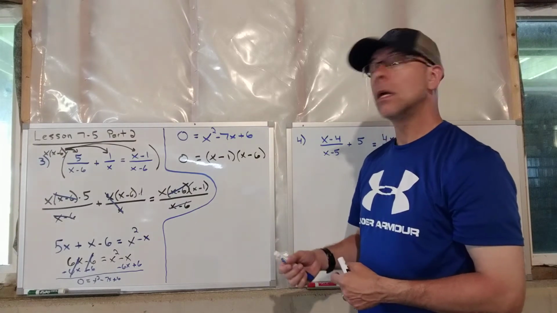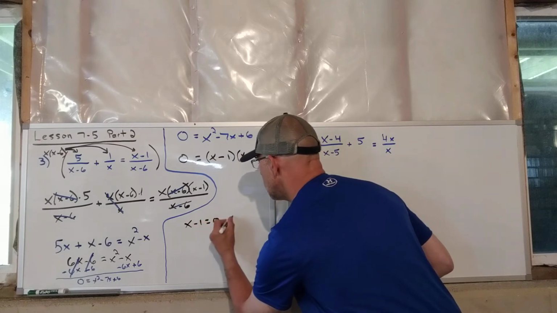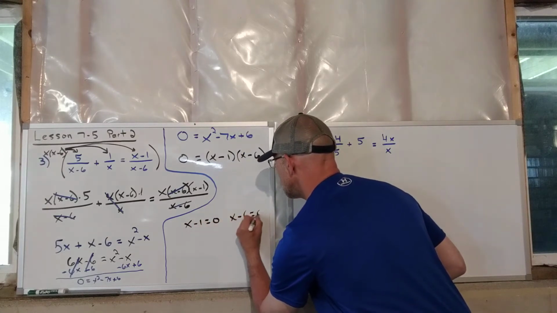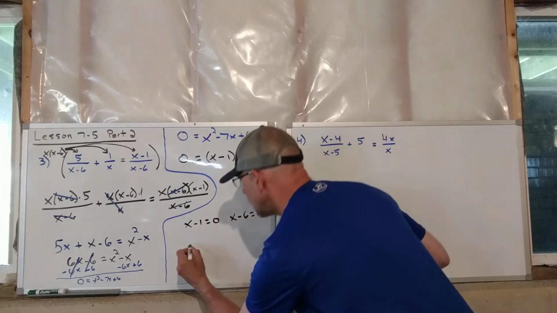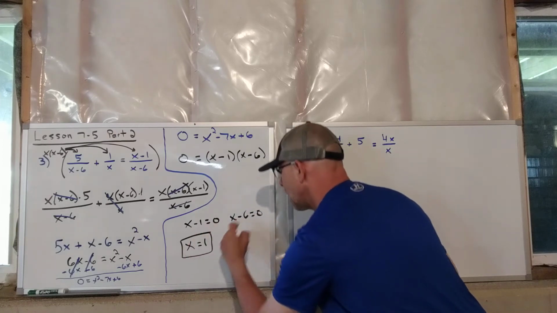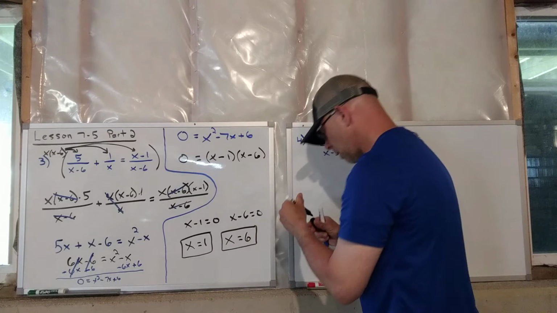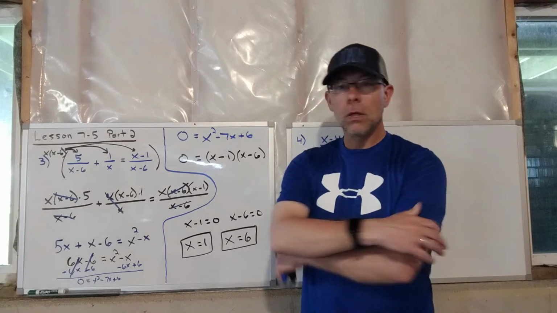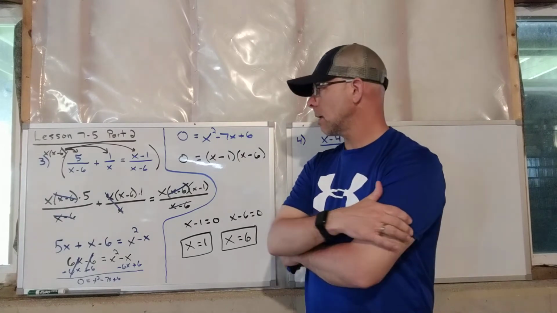This is good. You are supposed to set x minus 1 equal to 0, x minus 6 equal to 0, and solve. Add 1 here, you get x equals 1. Add 6 here, you get x equals 6. Okay, now let's watch carefully, people, because we need to check these answers. Now, we're not going to fully check them.